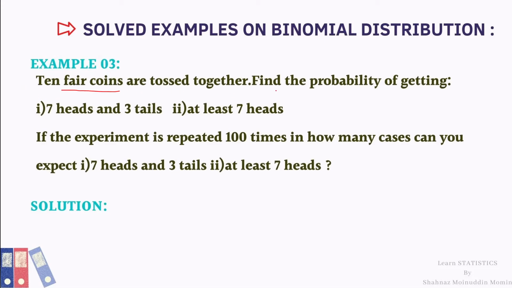10 fair coins are tossed together. Find the probability of getting 7 heads and 3 tails, and second, at least 7 heads. If the experiment is repeated 100 times, in how many cases can we expect 7 heads and 3 tails and at least 7 heads? Now we shall define a random variable x. Let x be the random variable of getting a head.